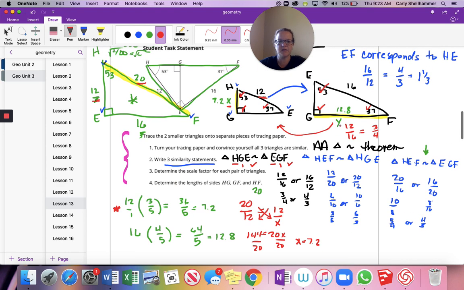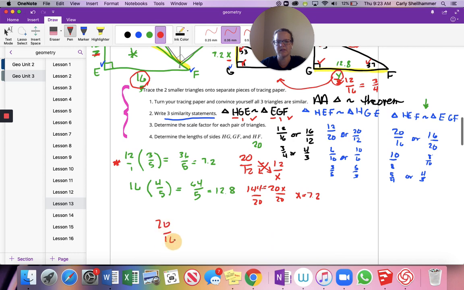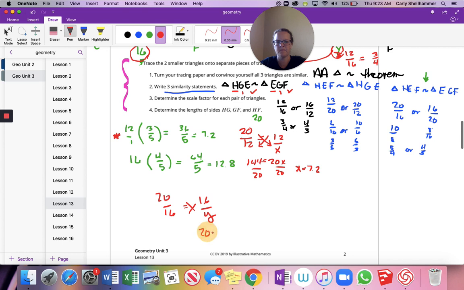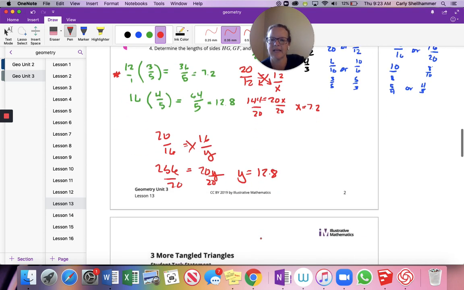Now when we're trying to solve for y, I'm going to do 20/16 equals 16 over I don't know. So 20/16 equals 16 over y. Cross multiply. 20y equals 256. Divide both sides by 20. It should be 12.8, but let's check. 12.8. Okay, let's move on. It's getting a little long.